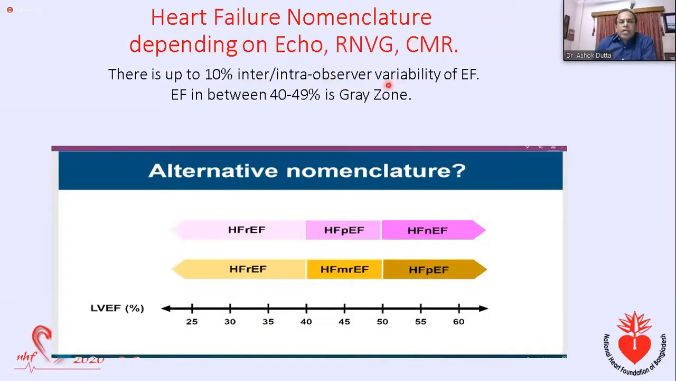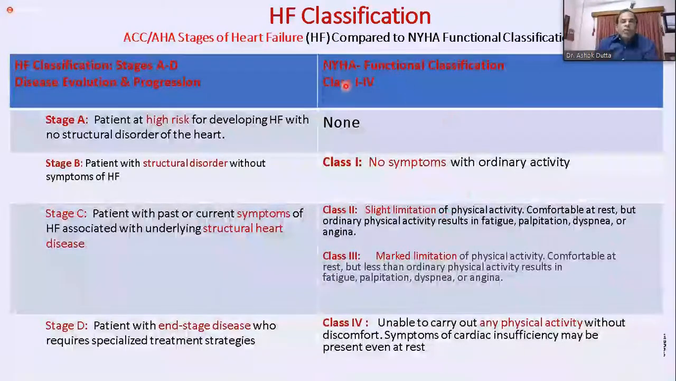This is the echocardiography, radionuclide, and CMR classification or nomenclature of heart failure with reduced ejection fraction, when the ejection fraction is less than 40. If it is more than 40, the condition is termed heart failure with normal ejection fraction or HFpEF. And between 40 and 50 ejection fraction, this is termed heart failure with mid-range ejection fraction.